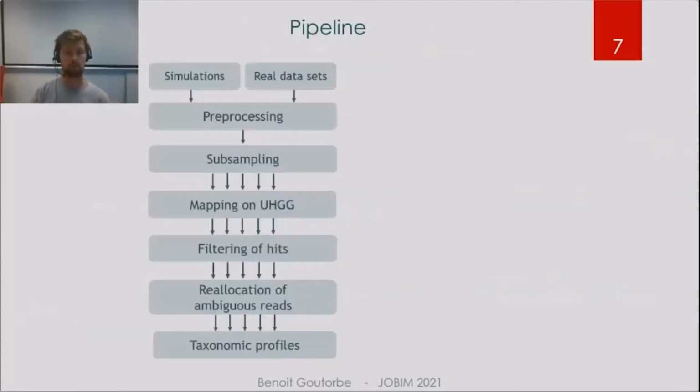As an input, we have either simulations or real data sets. Then after a pre-processing step, we use subsampling to mimic low-depth sequencing. Then we do a mapping on a catalog called Unified Human Gut Genomes.